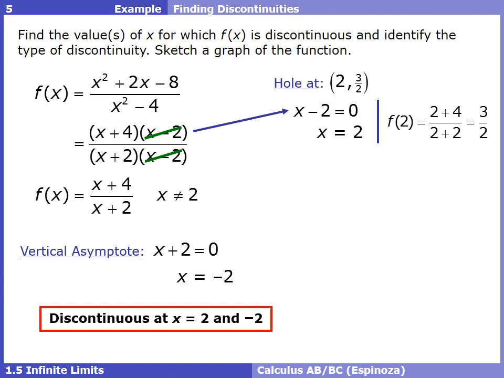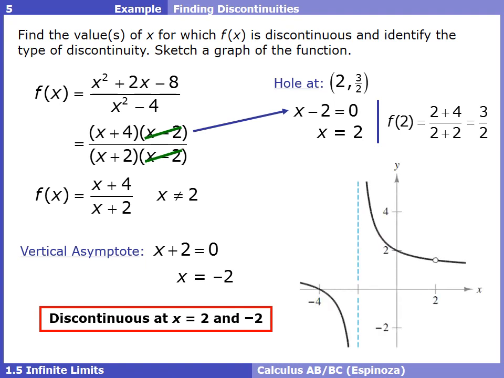Once we've done that, we can just take some of this information and get a rough sketch of what's going on here. Of course, we would draw our vertical asymptote at -2. We would draw our hole at (2, 3/2), and then ultimately we get this picture that describes this function that we were originally given.